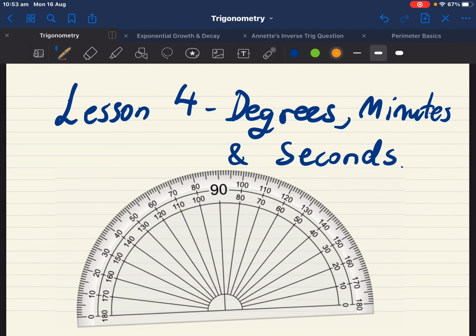Hello and welcome guys to the next lesson, degrees, minutes and seconds. This whole lesson is learning about what happens if an angle, like in the real world or in a worksheet, isn't exactly on a degree.